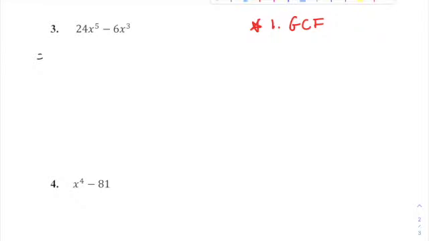What can I take out of these two? I can take 6 out of the coefficients, out of 24 and 6. And from your variables, you've got x to the 5th and x cubed. You can definitely take out x cubed, right? X to the 3rd. So I'm going to take out that greatest common factor, and then of course, what's going to be on the inside after I do that? 6 times 4 would give you that 24. I took 3 of the x's away, so there'll be x squared left on the inside. And then 6x cubed times what gives you negative 6x cubed? That's going to be minus 1.